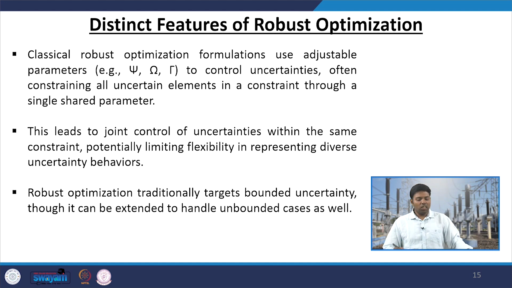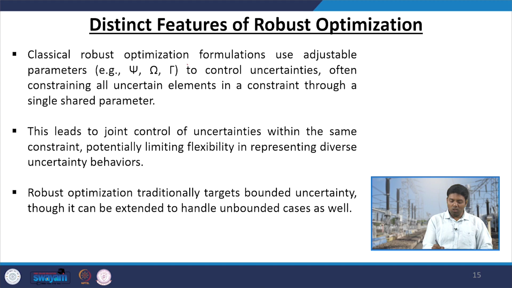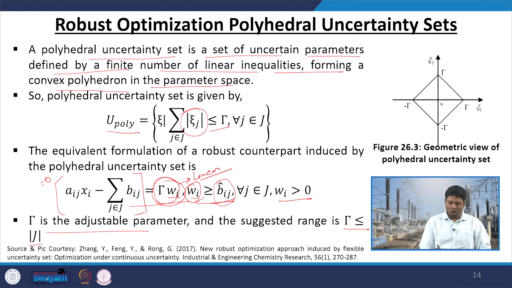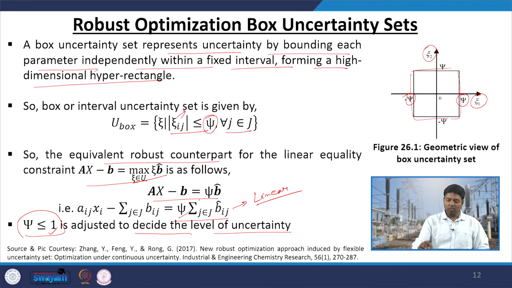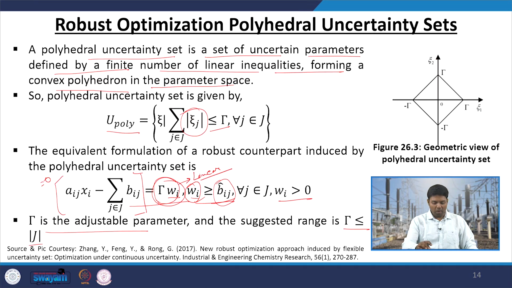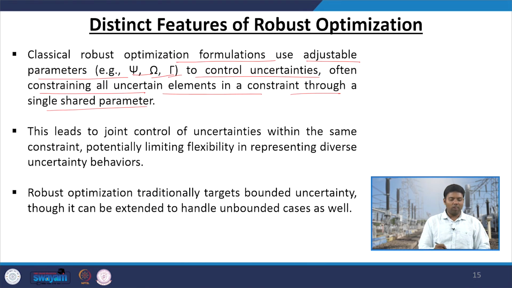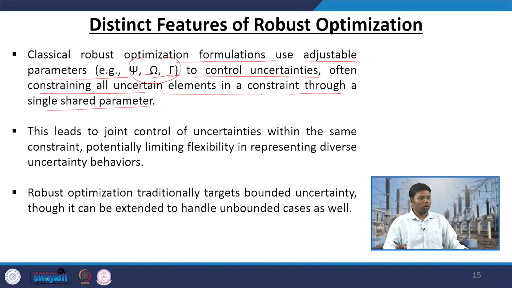So, a distinct feature of this robust optimization: the classical robust optimization formulation uses adjustable parameters, for example xi, omega and gamma. If you know these values to control the uncertainties, often constraining all uncertain elements in a constraint through a single shared parameter. That means, if you see in all the equations, only by knowing xi, omega and gamma, if you can set these values properly, then you can solve your robust optimization problem. Okay.